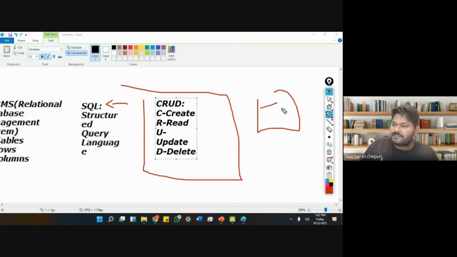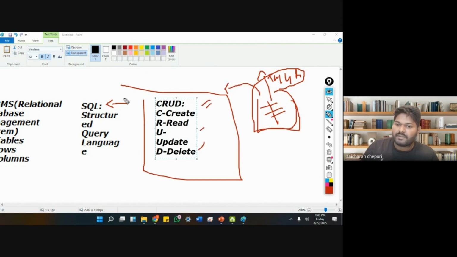We do all these operations using SQL language on top of a database. What is a database again? A database is nothing but tables, columns, and rows. So a collection of tables is nothing but a database. To interact with this database and perform all these operations, we use Structured Query Language.